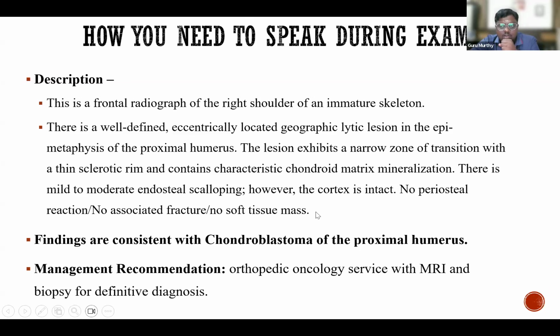Along with this, you should also comment on the presence or absence of any additional lesions. That also has to be mentioned in the negatives. Then, since this is a straightforward case, we can state that the findings are consistent with chondroblastoma of the proximal humerus. So what is the management recommendation? You will have orthopedic oncology review, further assess the lesion with MRI, and plan for biopsy, which will be definitive for the diagnosis and further management.